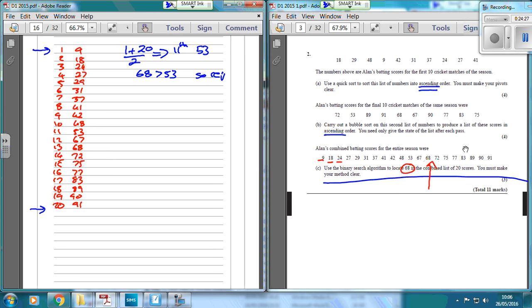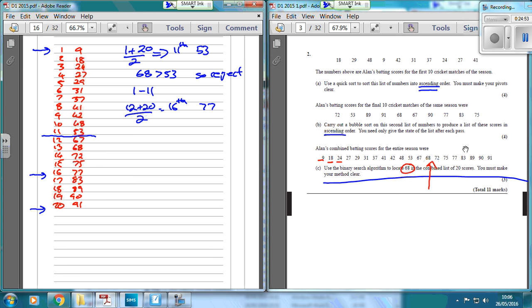So we reject 1 to 11, which leaves us with 12 and 20 remaining. So we do 12 plus 20 divided by 2, which is 16. So the 16th piece of data is 77.